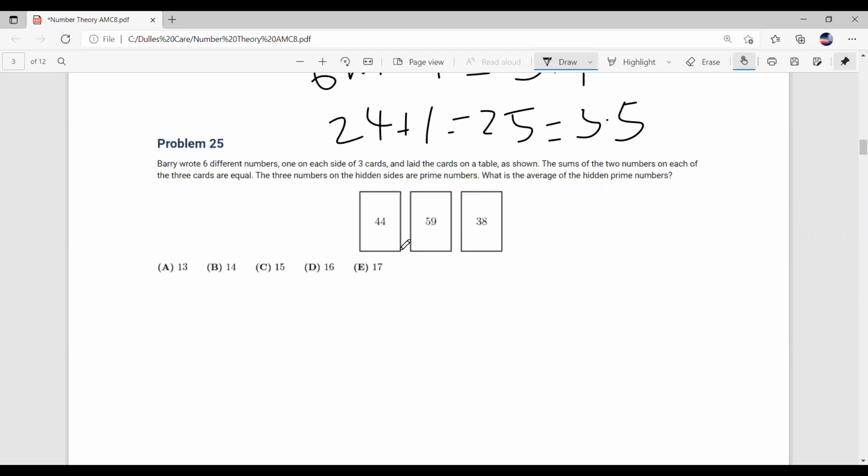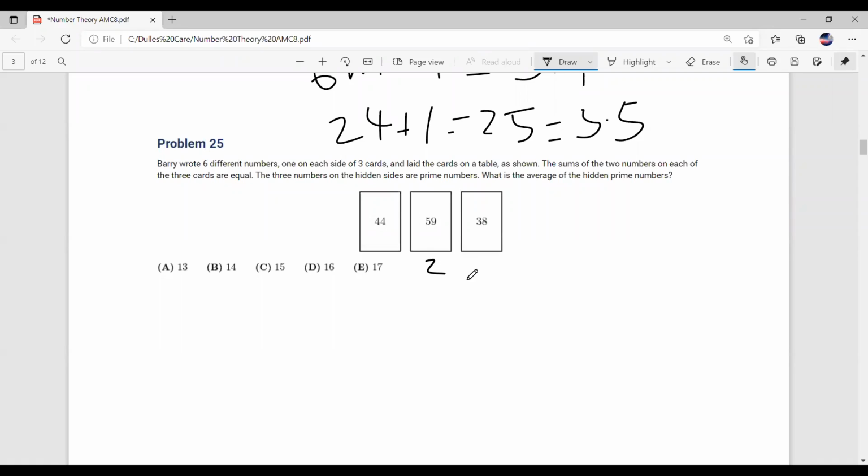So essentially, the sums of the 2 numbers on each of the 3 cards are equal, and the other side of these 3 cards are all prime numbers. Oh, by parity, I mean to say it like this: parity is determining if a number is even or odd. So we know that the number on the other side of 59 has to be 2, since all prime numbers are odd except for 2.